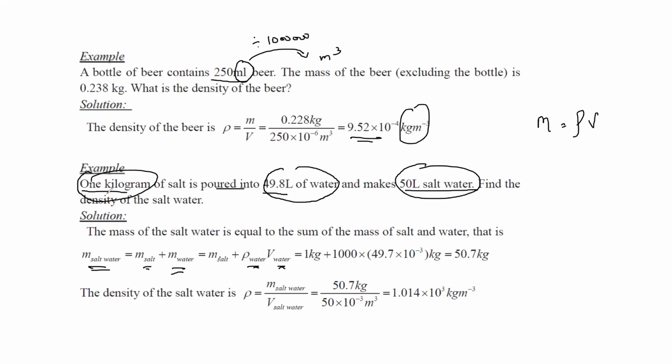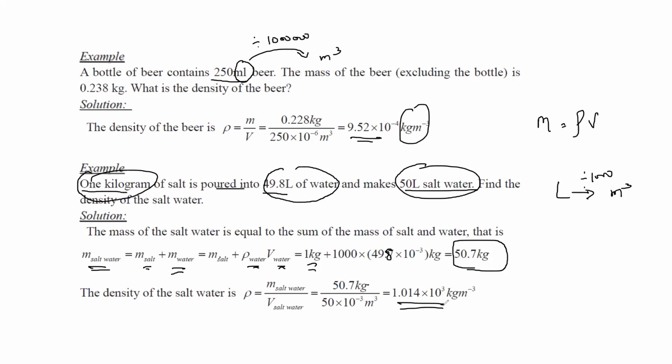So we have 1 kilogram of salt, that's why we write 1 kg. The density of the water, which is 1000 kilogram per meter cube, multiplied by the volume of the water. The volume of the water is 49.8, so here it will be 49.8 liter, because there was milliliter before, but now we have liter. So if we want to convert liter into meter cube, we divide by 1000 or multiply by 10 to the power minus 3. So this will give us the total mass of the salt water. So we have the mass of the salt water, and we have the volume of the salt water. Mass divided by volume will give the density of the salt water. Is this question clear?